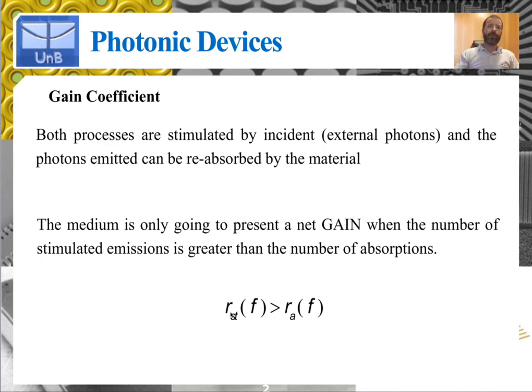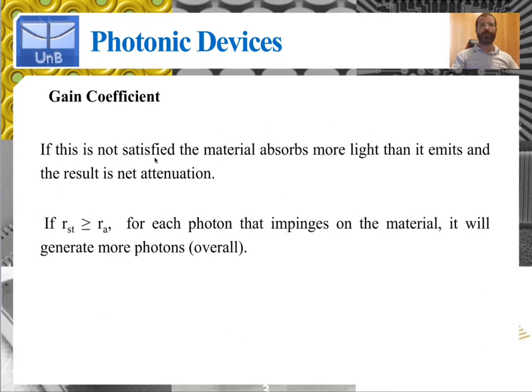So only when the rate of stimulated emission in a given material is greater than the rate of absorption will there be a surplus of emitted photons and a net gain. If this condition is not satisfied, the material absorbs more light than it emits, and the result is net attenuation. If the material absorbs as much as it emits, it is as if the material were transparent. But you can have either attenuation or transparency, which is not gain.